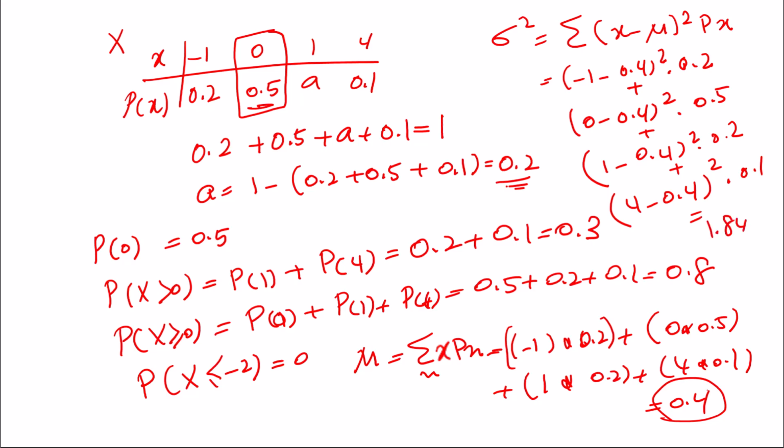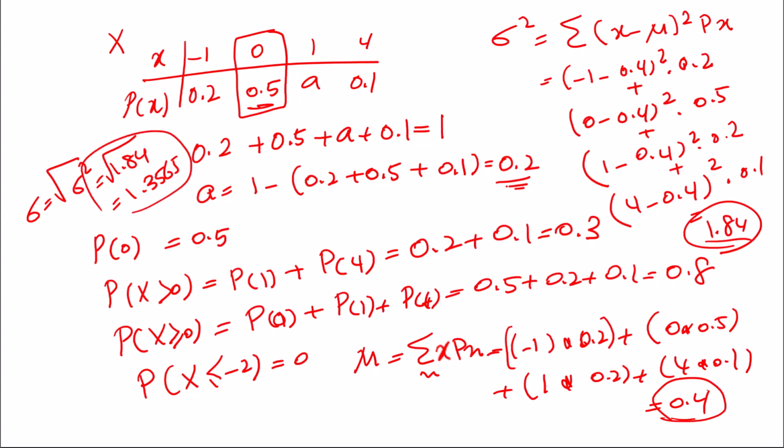And for the standard deviation, if this is the variance, the standard deviation is simply the square root of sigma square, which is equal to the square root of 1.84, which is simply equal to 1.3565. So in this case, we calculated A, P of 0, P greater than 0, P greater than or equal to 0, P less than or equal to -2, the mean, variance, and standard deviation here.